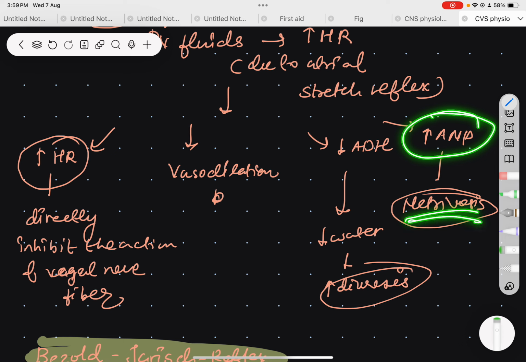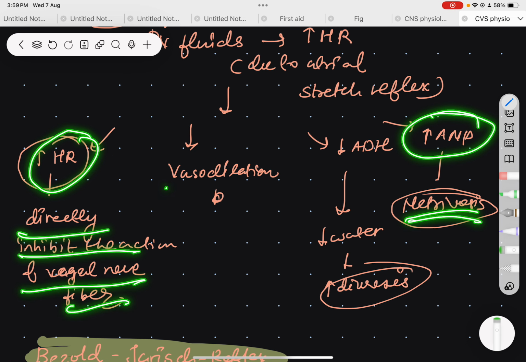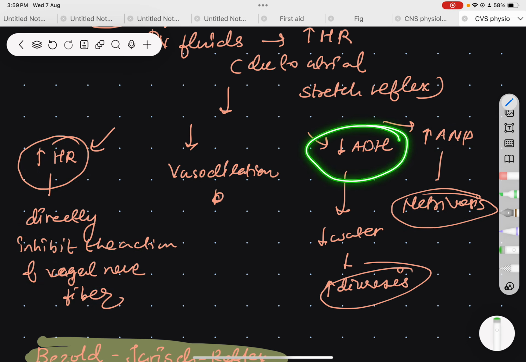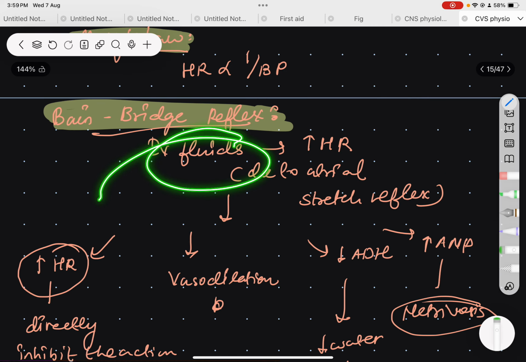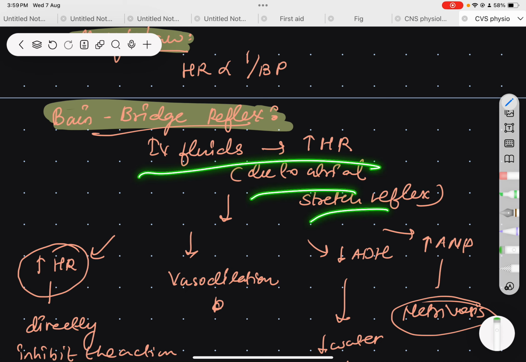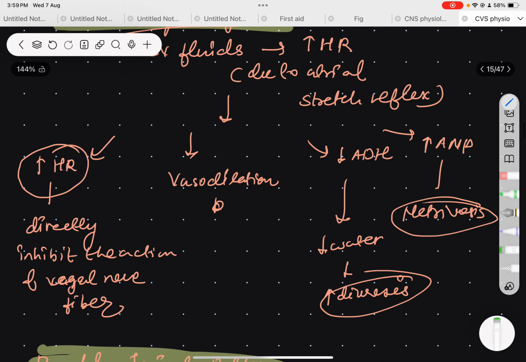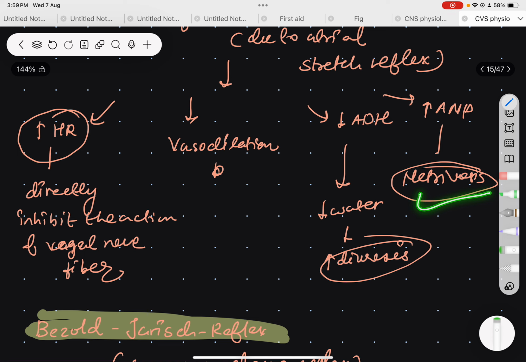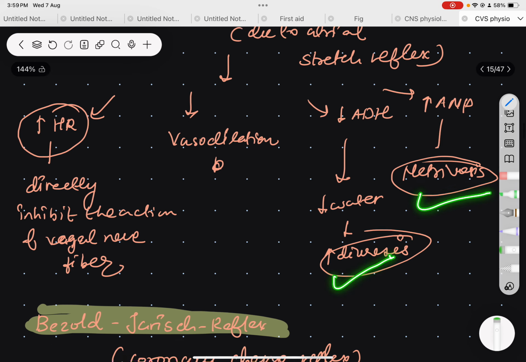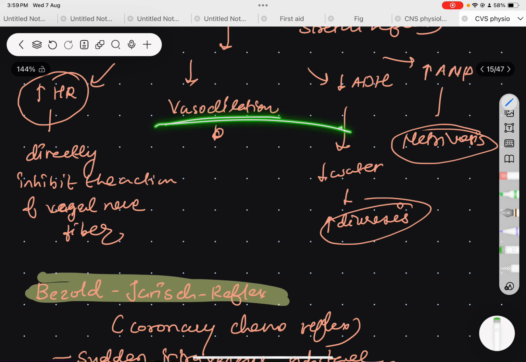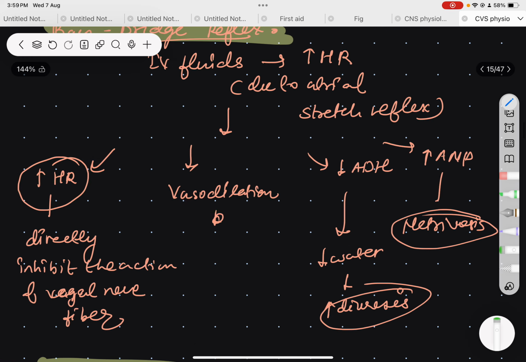It will cause natriuresis, increase in heart rate by directly inhibiting the action of the vagal nerve. Vasodilatation will happen, and decrease in ADH. That will cause decreased water reabsorption, so diuresis. So these are all the measures to decrease the fluid that has increased inside the body. That's why the atria is stretching more and giving atrial stretch reflex. So natriuresis, increasing diuresis, vasodilatation, and increase in heart rate. So tachycardia.